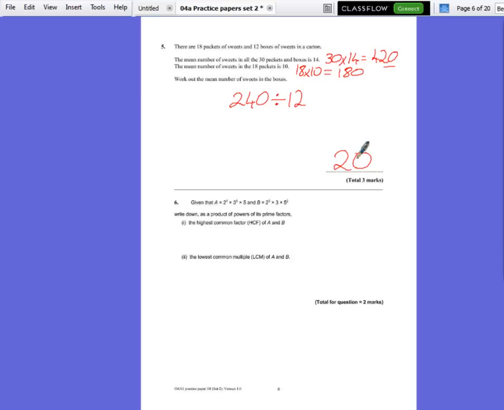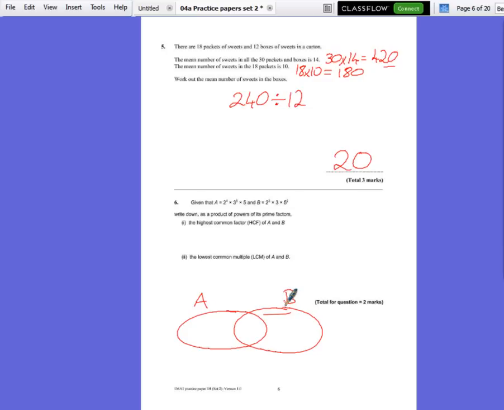Question 6, it says, given that A equals 2 to the power 4 times 3 cubed times 5 and B is 2 cubed times 3 times 5 squared, write down as a product of powers of its prime factors, the highest common factor and the lowest common multiple. Well, I'd like to do this as a Venn diagram. So, if we put these numbers into a Venn diagram, here's A and here's B.